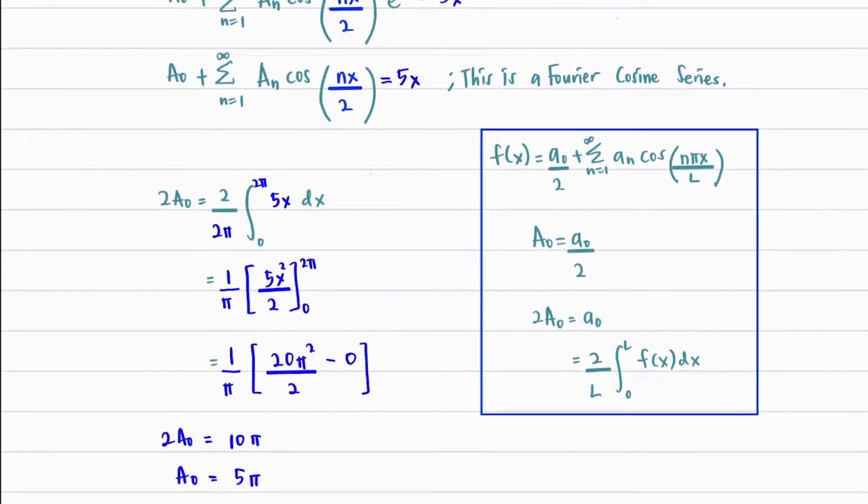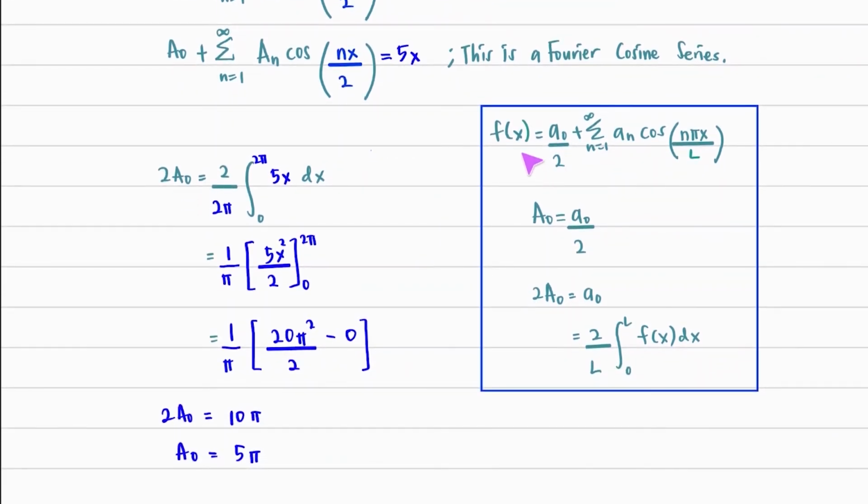This is the basic Fourier cosine series, which is f(x) equal to a naught divided by 2 plus summation n from 1 to infinity a of n cos n pi x divided by L. Capital letter A naught here is equal to small letter a naught divided by 2. Both are in the same positions. Therefore, 2 capital A naught is equal to small a naught, where we can use the formula for a naught to calculate the value of capital A naught.